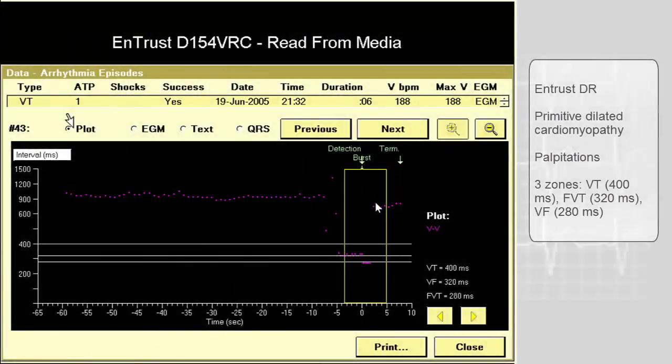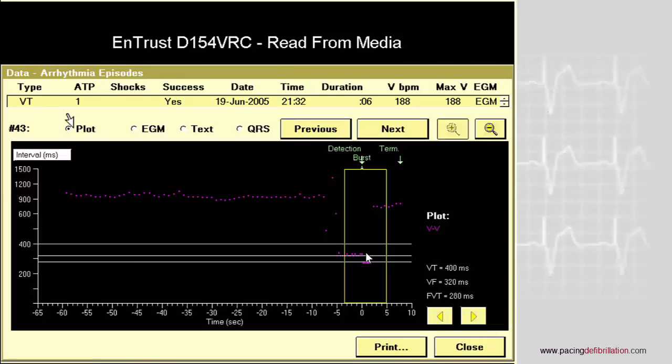This is the case of a patient with primitive dilated cardiomyopathy implanted with an ICD. In this tracing, we will highlight the interests of programming anti-tachycardia pacing in the VT zone. A priority of defibrillator programming is to minimize as much as possible the delivery of shocks without compromising the patient's safety. So one must adopt the least aggressive and least painful treatment modality to terminate an arrhythmia.